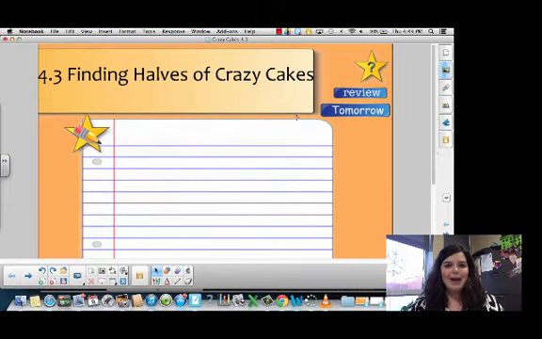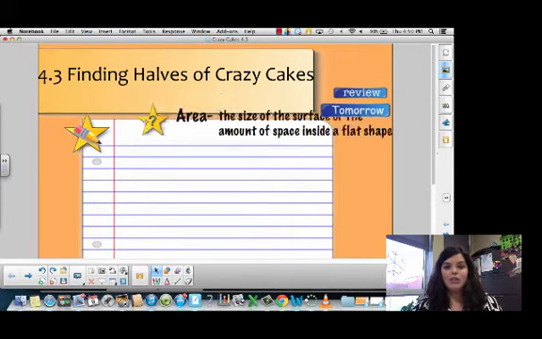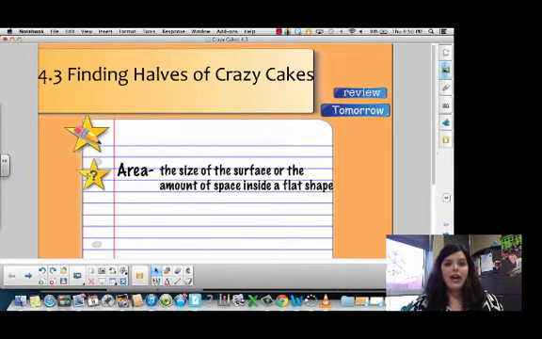Today we are learning about 4.3, finding halves of crazy cakes. What are crazy cakes? You'll soon find out. Before we do that, let's review what we did yesterday. I had you write down in your notebooks the definition of area, so if you want to recall that one. Area was the size of the surface or the amount of space inside that flat shape.